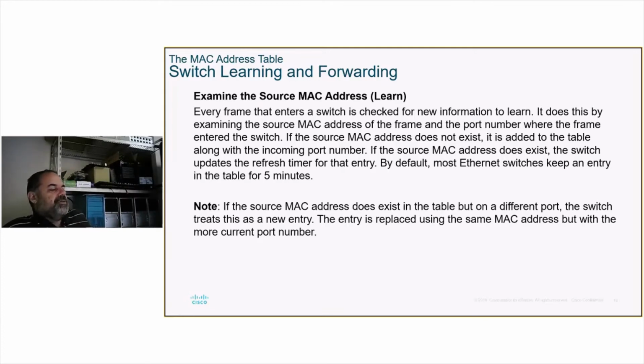Now, if the source MAC address does exist in the table but on a different port, the switch treats this as a new entry. The entry is replaced using the same MAC address but with the more current port number. So it's assuming that someone's just plugged it into a different port in the switch.